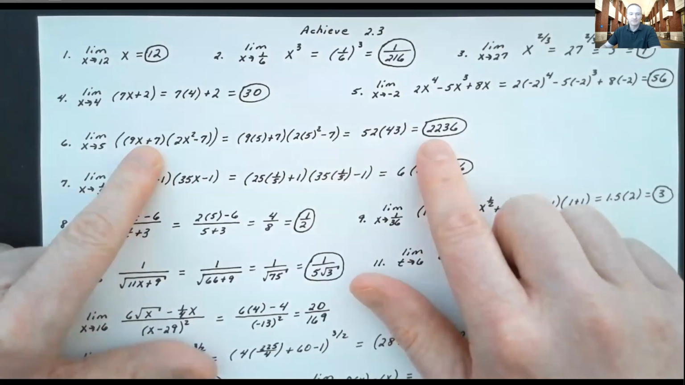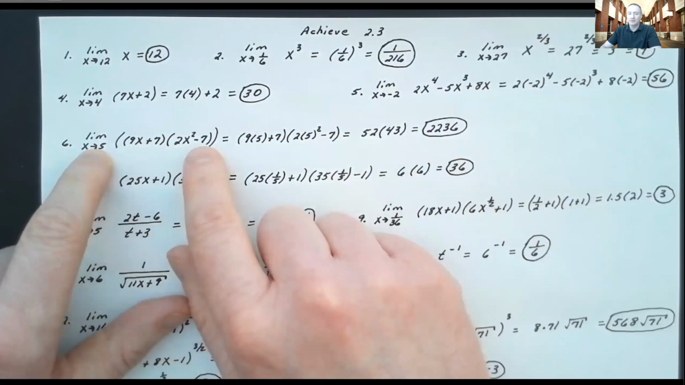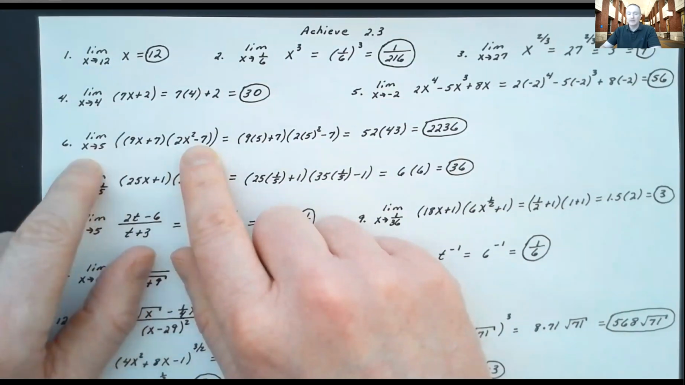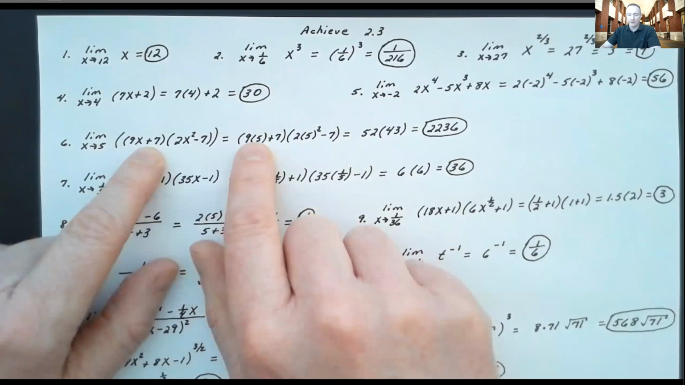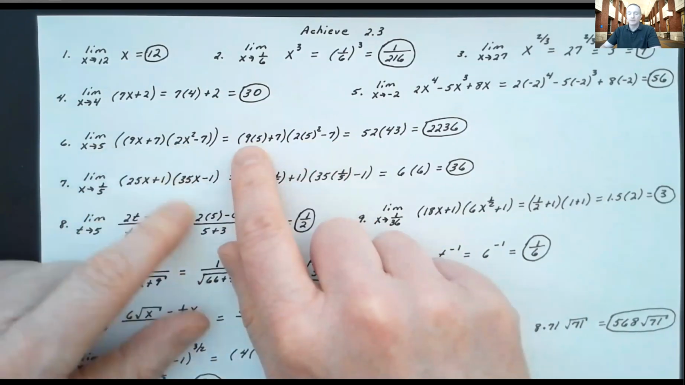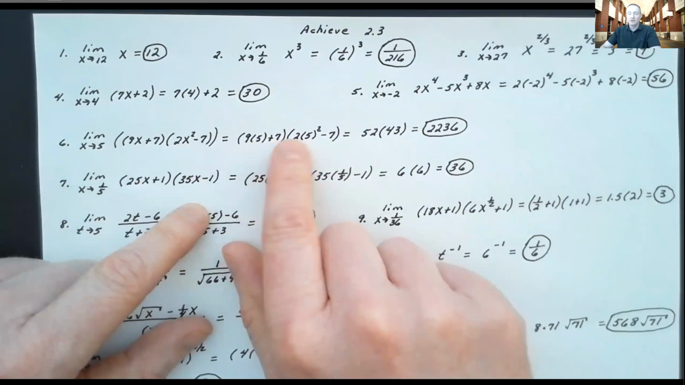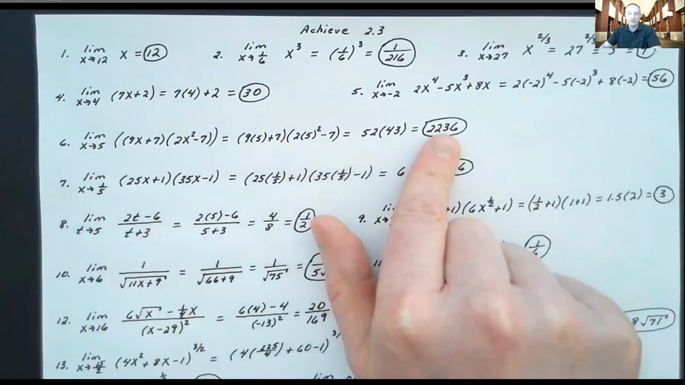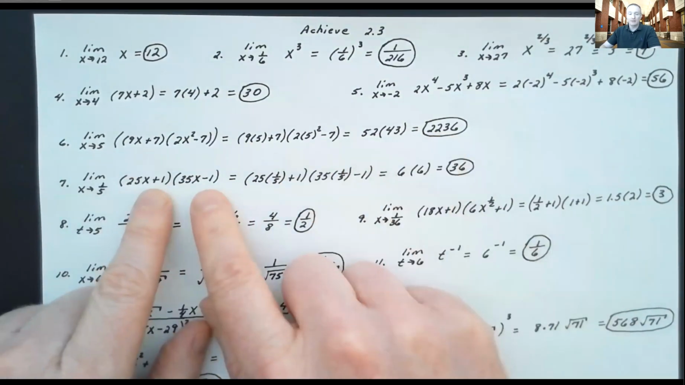For number 6 here, we're supposed to plug a 5 into, again, the product of 2 polynomials. Well, the product of 2 polynomials is still continuous. And so I can say, well, then 5 exists in this function. And then the limit as x approaches 5 is simply the function evaluated at 5. We have 9 times 5 plus 7 times the group 2 times 5 squared minus 7. The first group gives me 45 plus 7 is 52. The second group gives me 50 minus 7 for 43. 52 times 43 gives me 2,236.